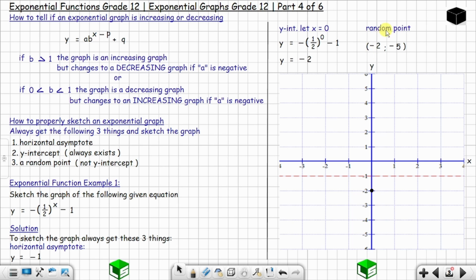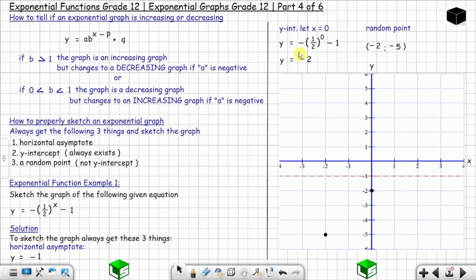And you have a random point: -2 on x and -5 on y. So you have -2 there, -5 there. This is the point. Remember, the first coordinate is always your x and the second coordinate is your y. So you have these two points.